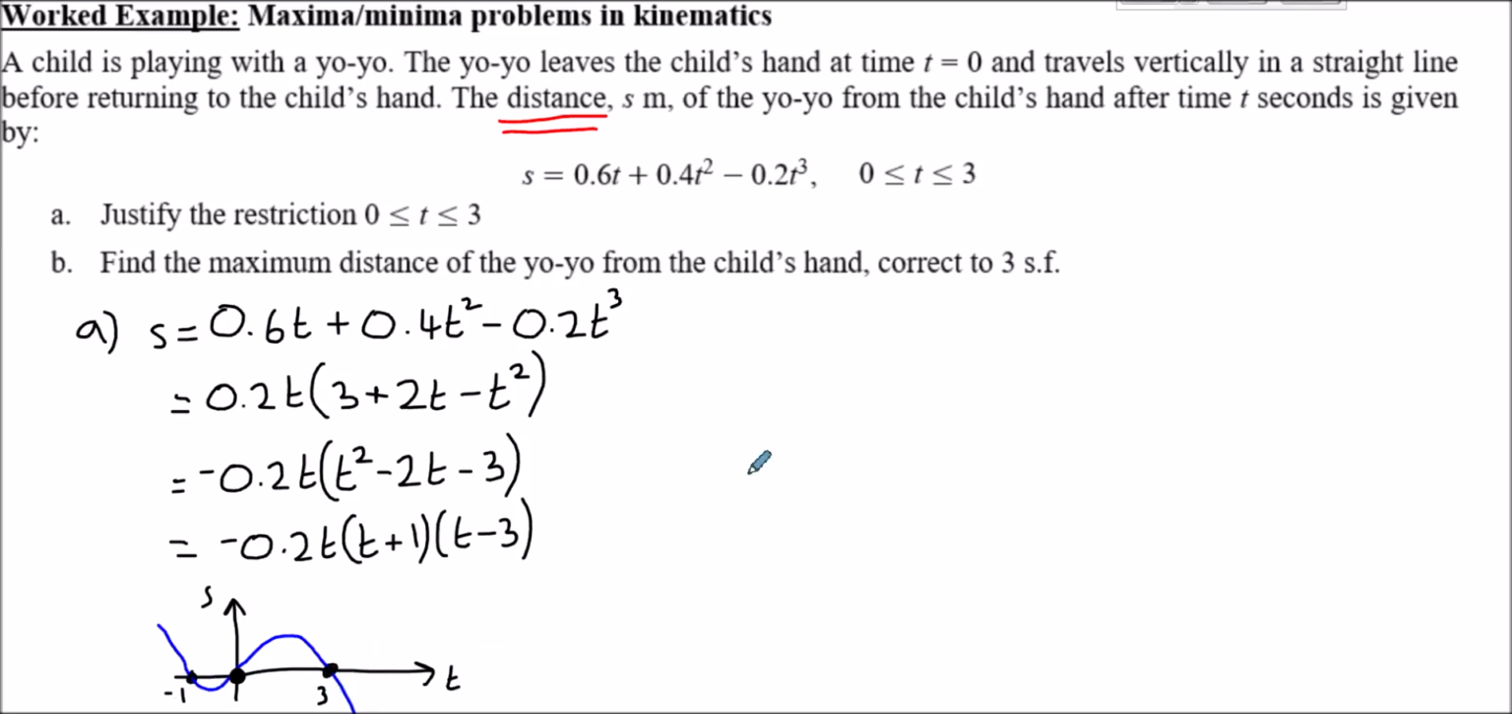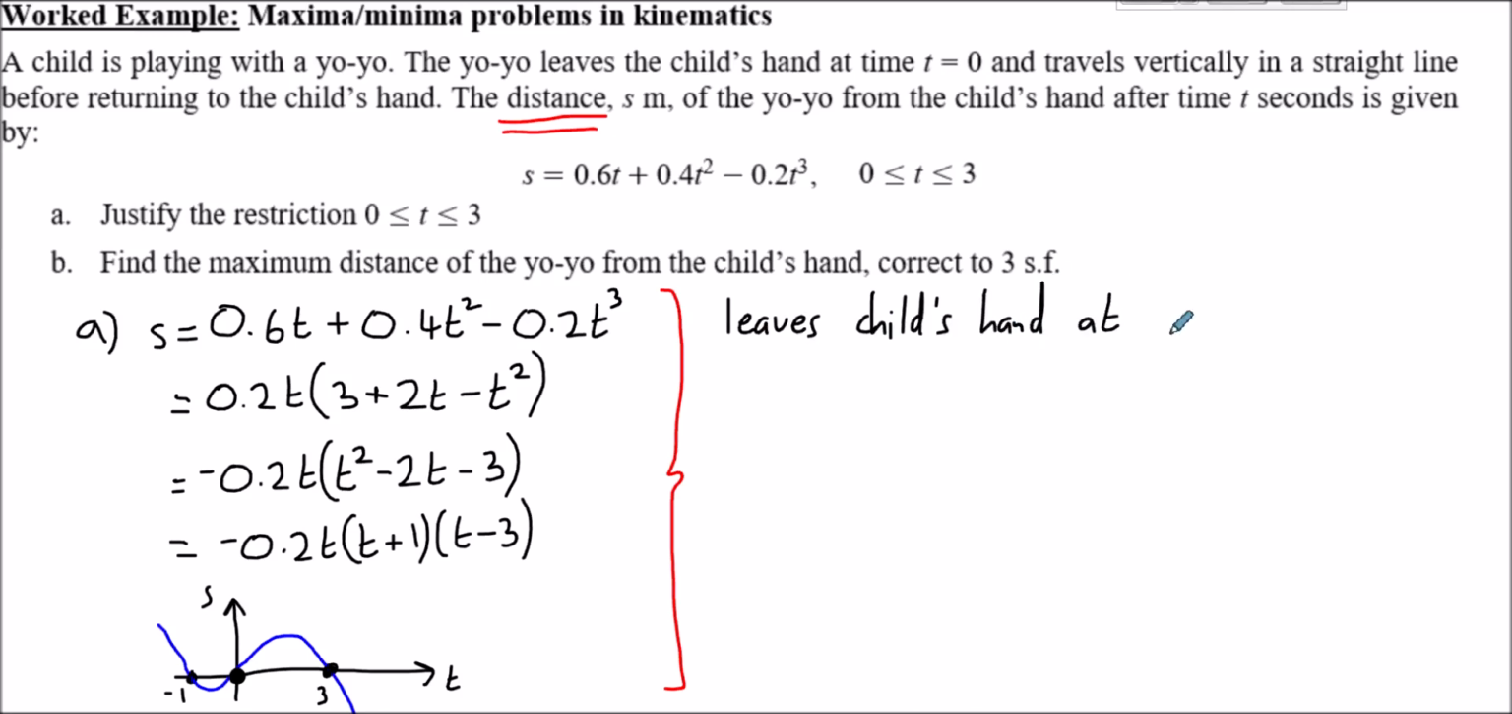Now we need to discuss this restriction here. So it leaves the child's hand at time t equals 0. So let's just talk about that. If it leaves the child's hand at t equals 0, then that's where we start the clock, as it were, for this example. If we're going to leave at t equals 0, then we're only interested in t being equal or greater than 0.